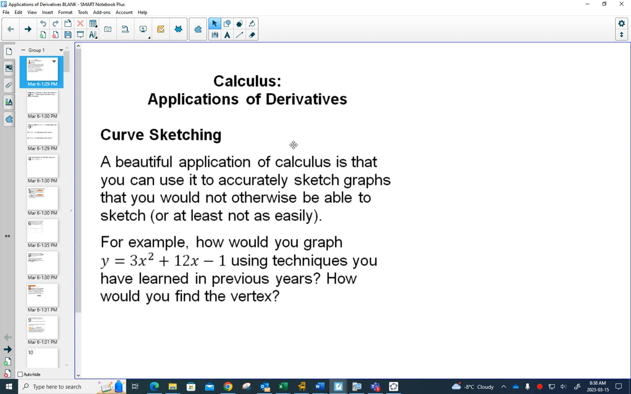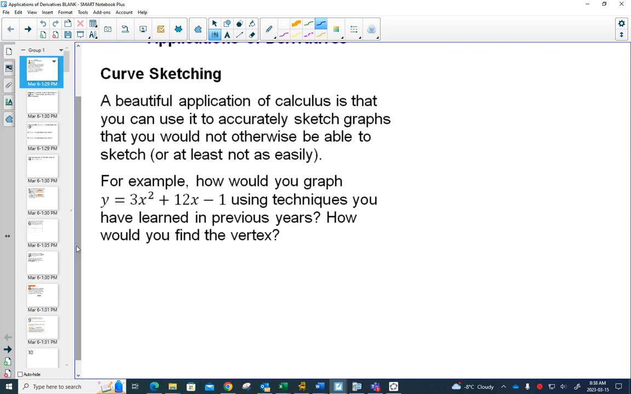If you had to graph this from before, there were two options in grade 11. Either you could factor it and find both the x-intercepts. This one doesn't factor nicely, so you're like, oh, that doesn't work.